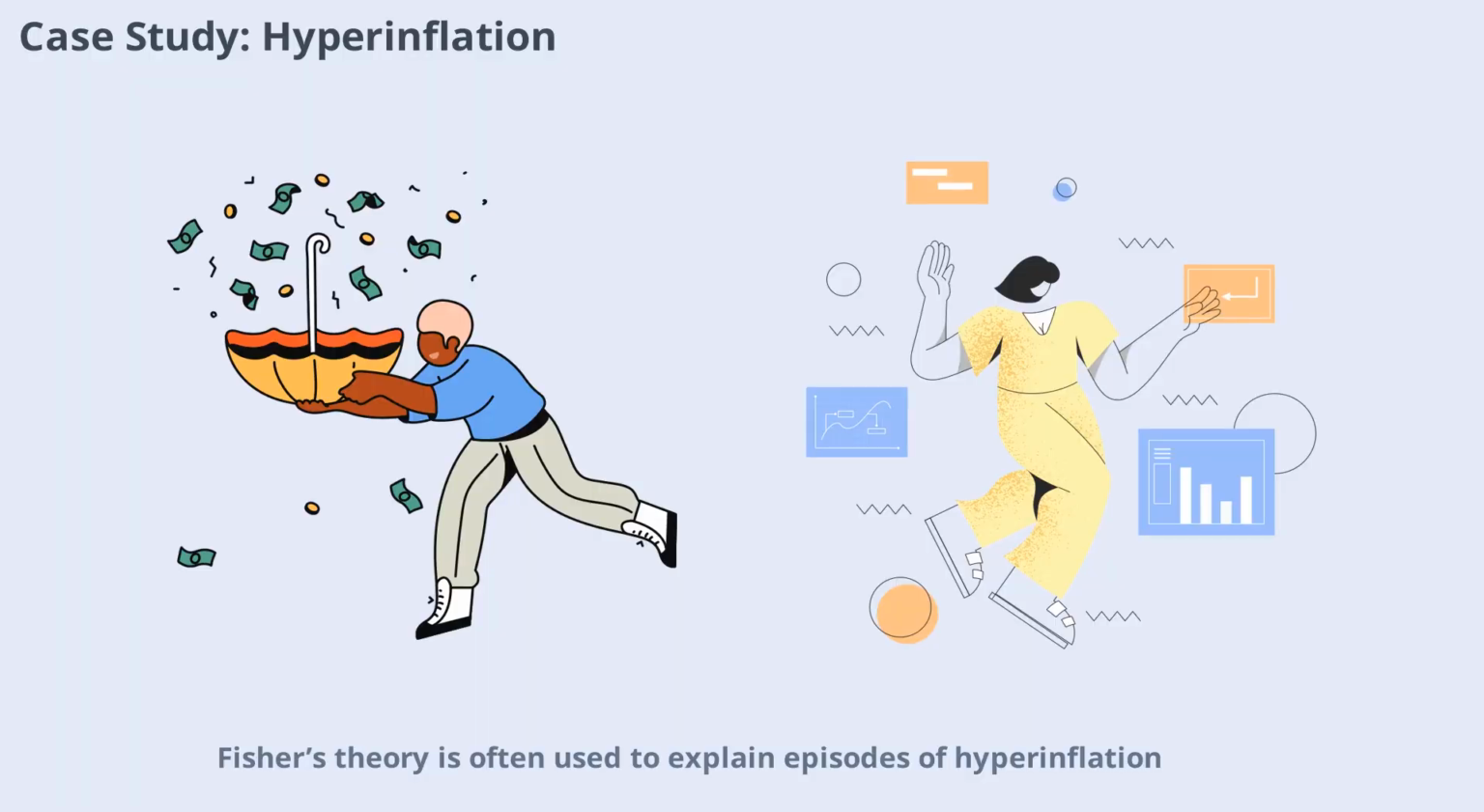Fisher's theory is often used to explain episodes of hyperinflation, where rapid increases in money supply lead to soaring prices. Historical examples like Zimbabwe or Weimar Germany show how unchecked money creation can destabilize economies, supporting Fisher's core arguments.